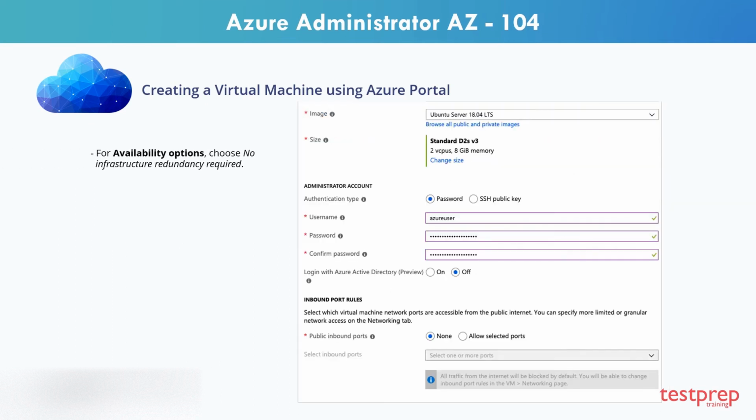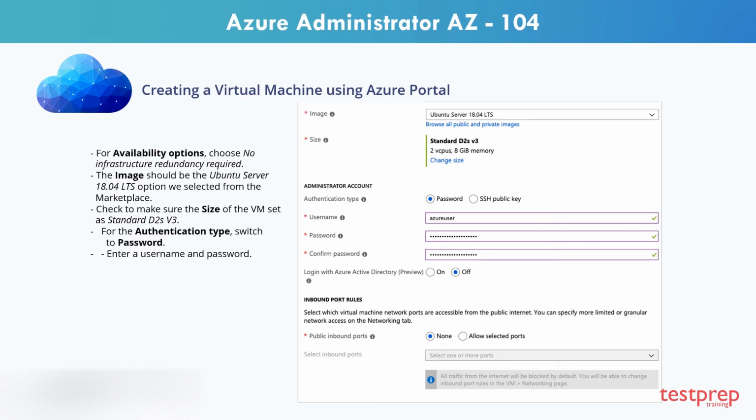For availability options, choose No Infrastructure Redundancy Required. The image should be the Ubuntu Server 18.04 LTS option we selected from the marketplace. Check to make sure the size of the VM is set as Standard D2s v3. For the authentication type, switch to password. Enter your username and password.